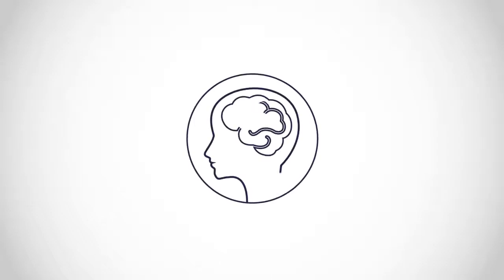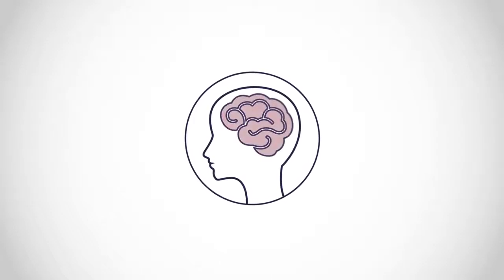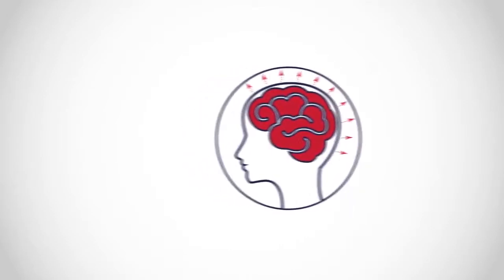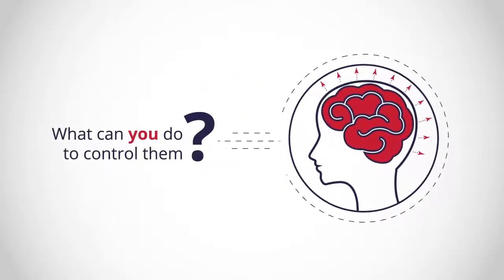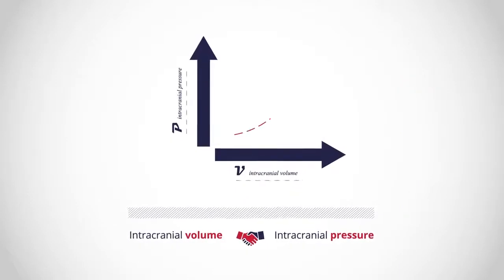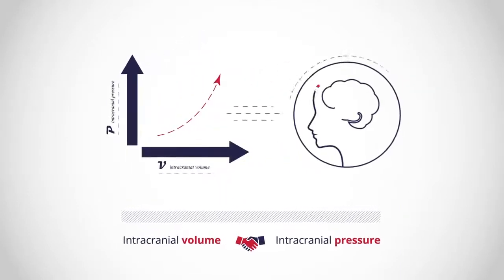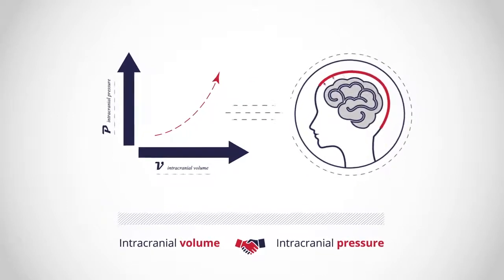You're anesthetizing a patient with elevated intracranial pressure, and you want to avoid cerebral ischemia. What are the elements of intracranial pressure, and what can you do to control them? This graph shows how initial changes in intracranial volume are initially compensated, mostly by displacement of CSF and venous blood.